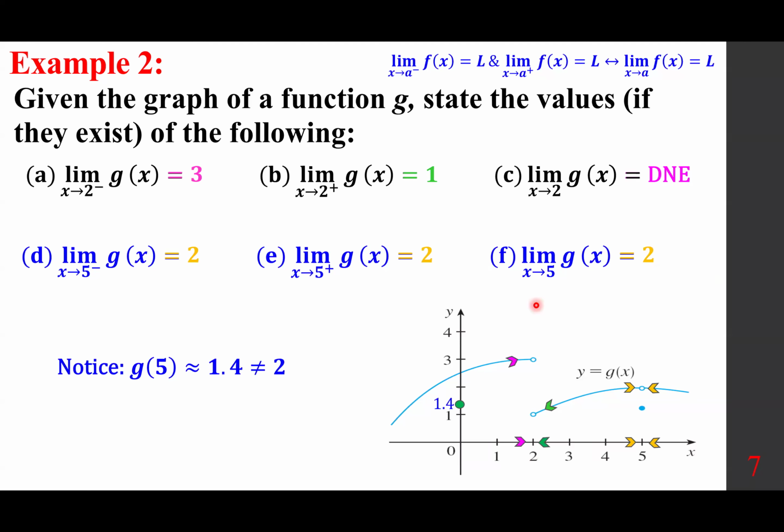Also, if you look at 2, we don't have a solid point. Therefore, g of 2 is not given, it is undefined. And again, later on, we discuss that this is a jump discontinuity. There is nothing we can do. But the one at 5 is a removable discontinuity. We can fix it by redefining the functional value to be equal to the limit.